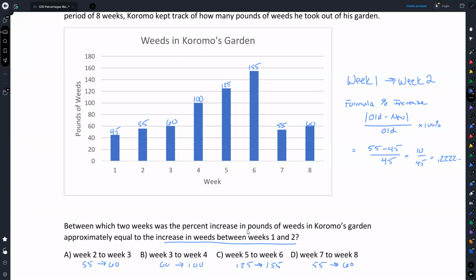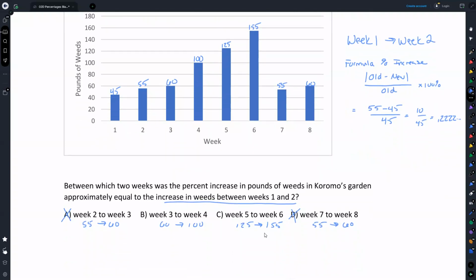Well, 55 to 60, those two numbers are only 5 apart, and my numbers were 10 apart. I don't think that's going to be right. Plus, A and D would give me exactly the same answer. How would I ever choose between them? They've got to be wrong. So let's do B and C. I have a feeling it's going to be C, but let me show you both of them.